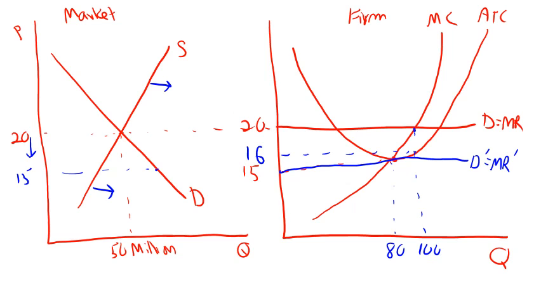15, so the supply curve's got to shift all the way over until the new equilibrium price is $15 in the market. That means the firm now maximizes profit by producing 80 units of output. 80 makes price equal marginal cost. 80 also makes profit equal zero. No more reason for firms to enter the market exists. We've now reached a position of long-run equilibrium.